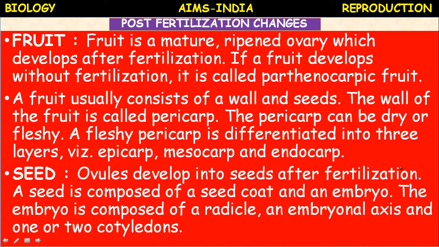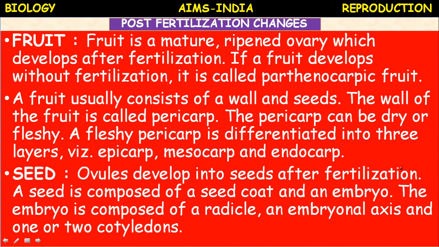Polyembryony is observed due to the fertilization of more than one egg. It is called simple polyembryony, or sometimes the formation of extra embryos through sporophytic budding. It is called adventive polyembryony. Okay, apomixis is also a phenomenon. It is the formation of new individuals through asexual reproduction without involving the formation and fusion of gametes. It is called apomixis. Okay, children.